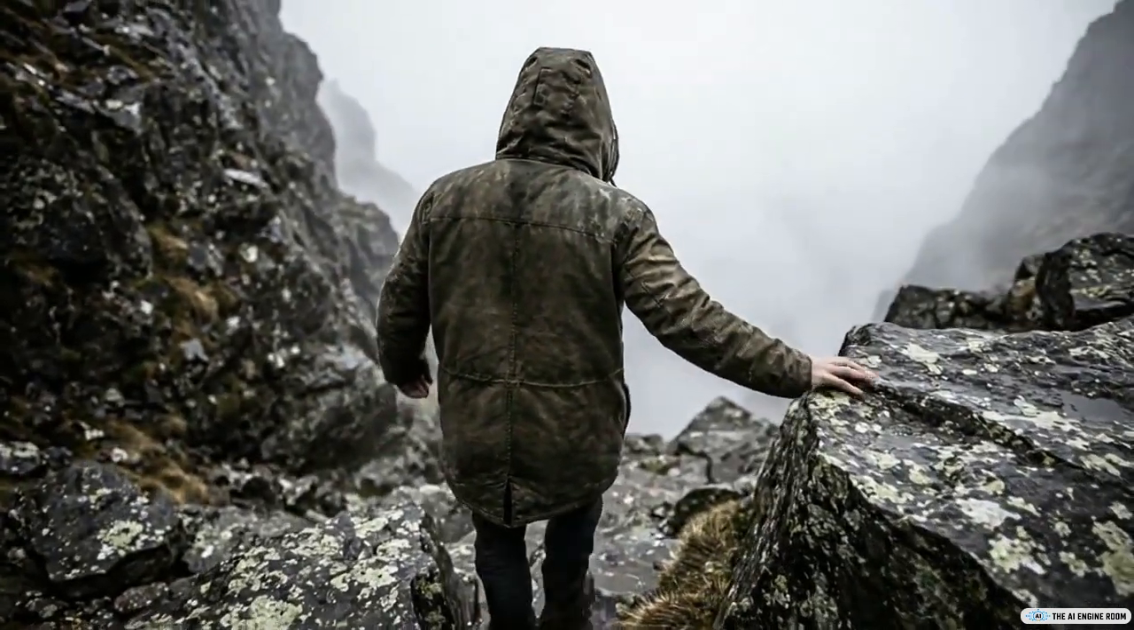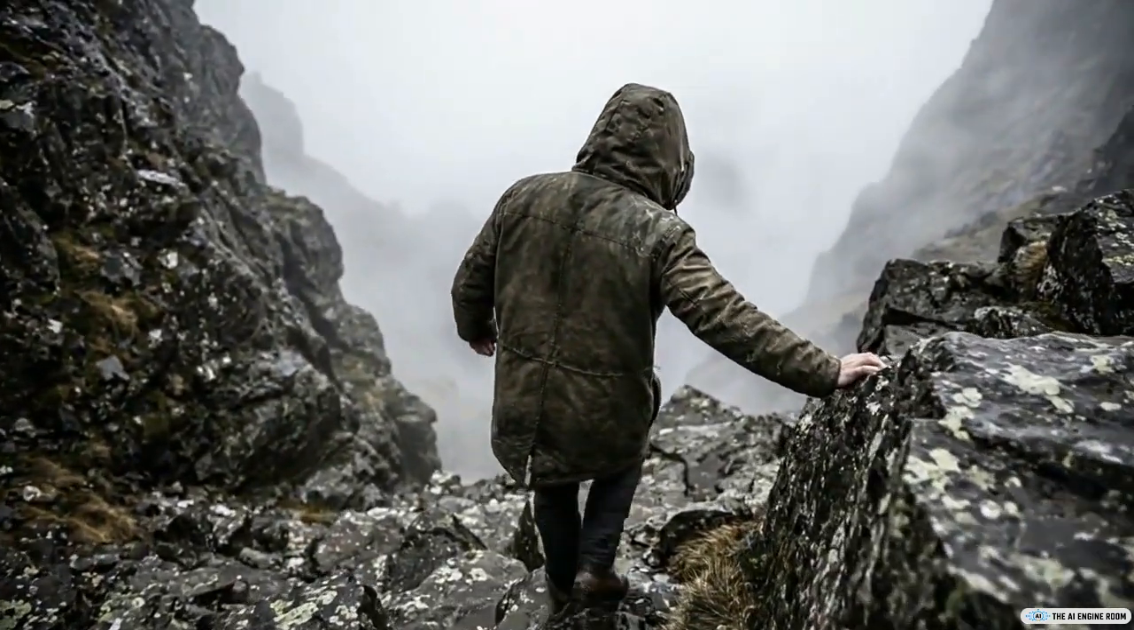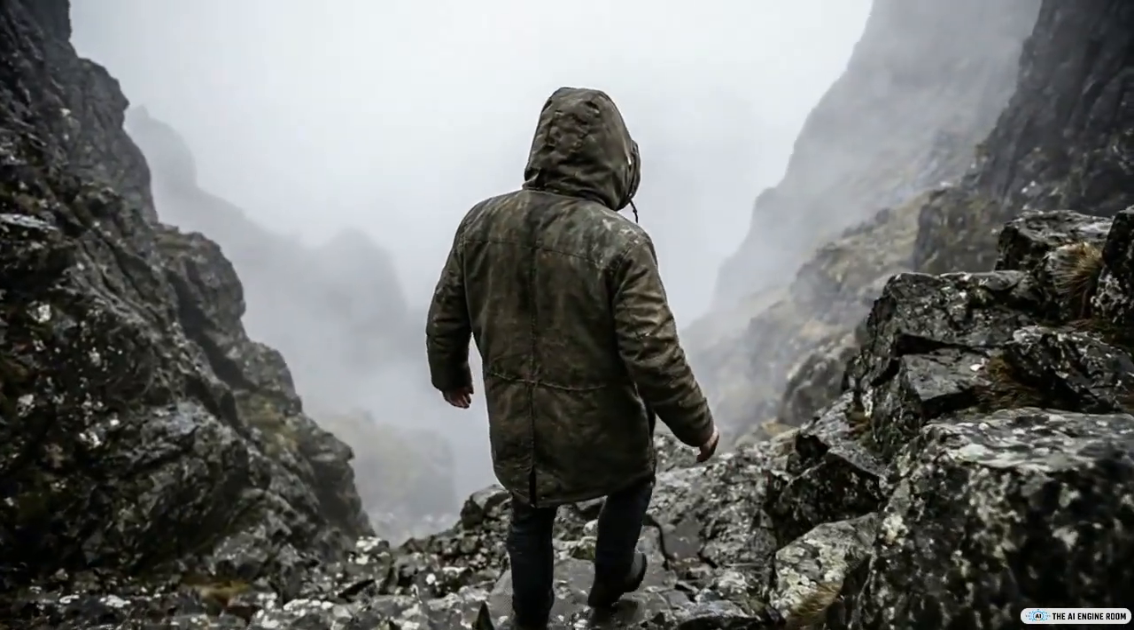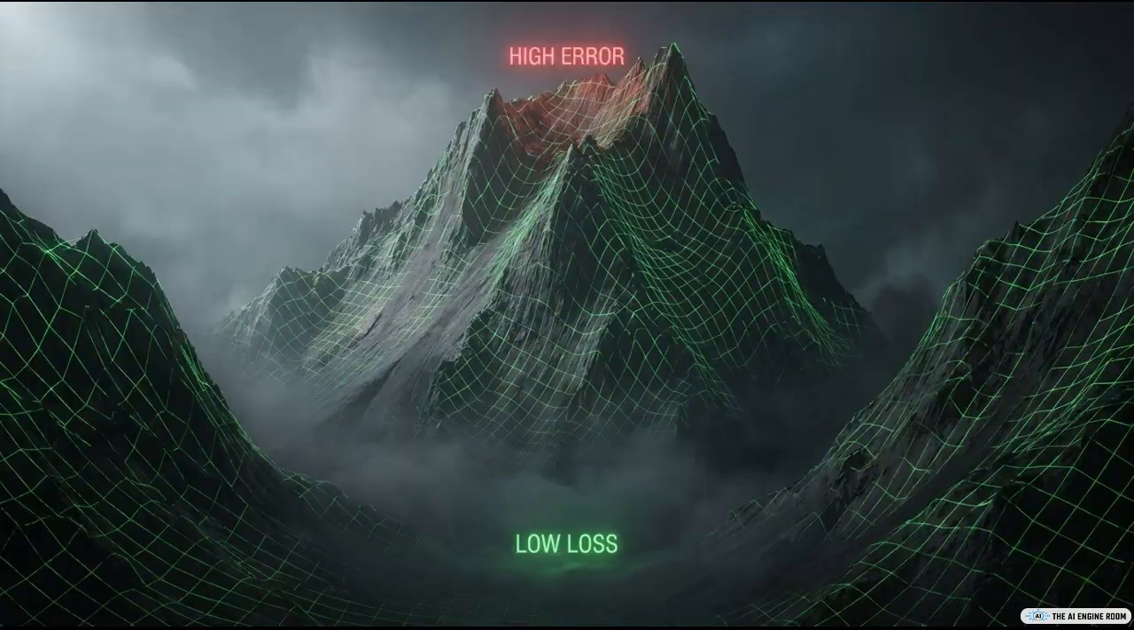Imagine standing on a rugged, fog-drenched mountainside, blindfolded. Your only goal is to make it to the valley floor. In machine learning, this mountain represents the error or loss of a neural network. Altitude is how wrong the AI is.